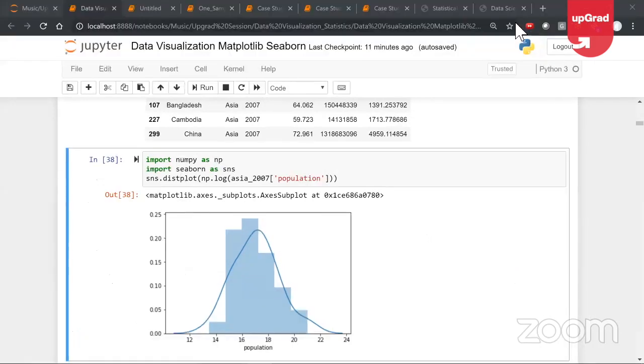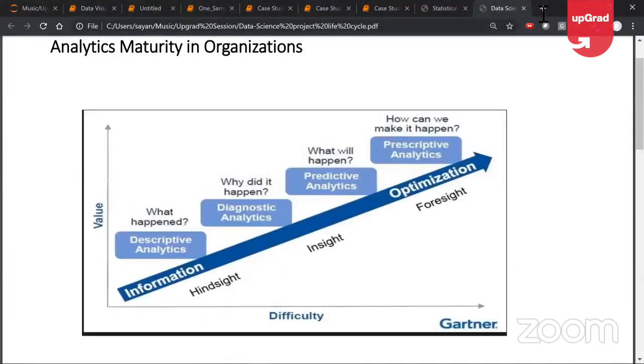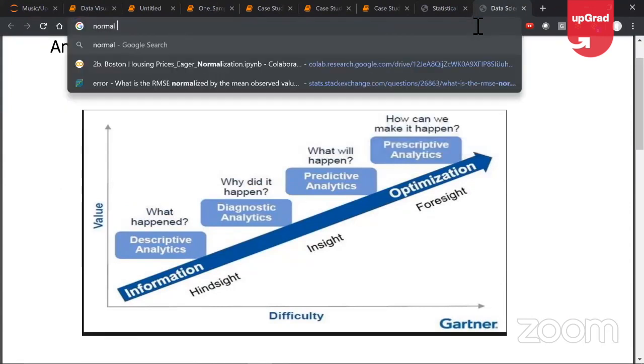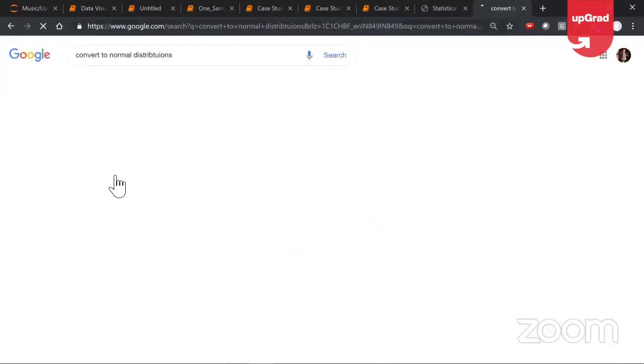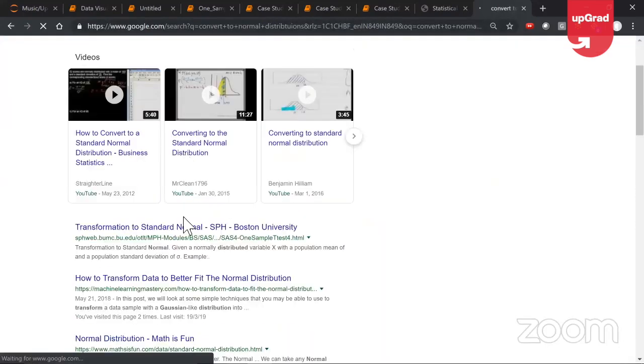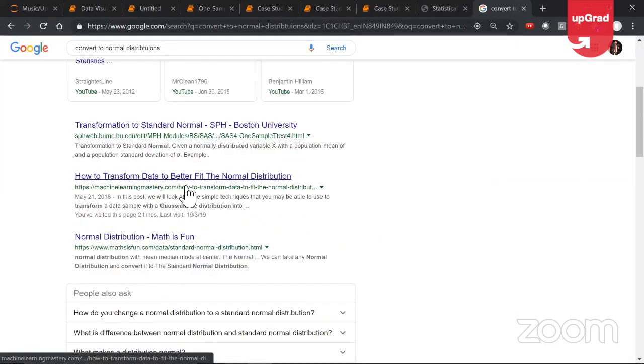If you want to read more about it, there's a very nice blog that I came across on how to convert to normal distribution. You can read about it and transform to normal distribution. This one, how to transform data to better fit a normal distribution, talks a little bit about the Box-Cox transform in case you're not aware of it. It's a very nice blog that talks about some of these things.